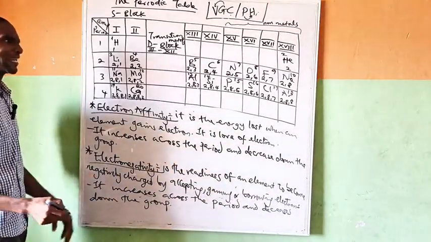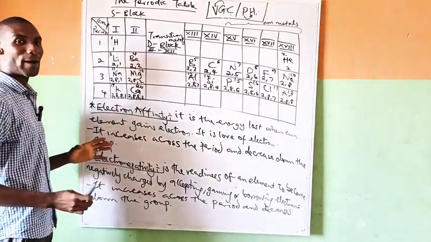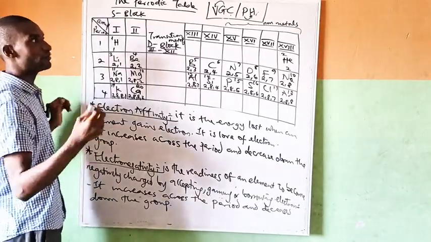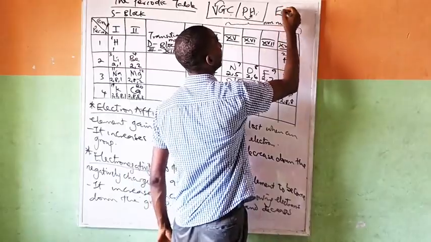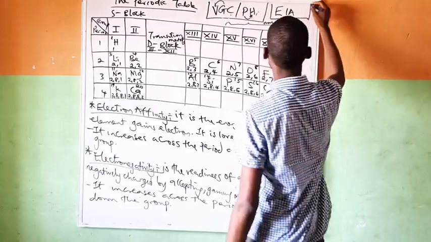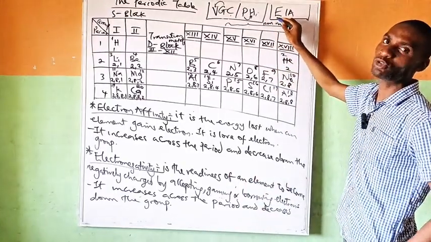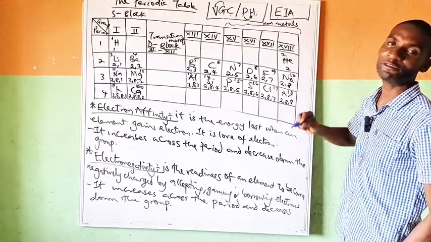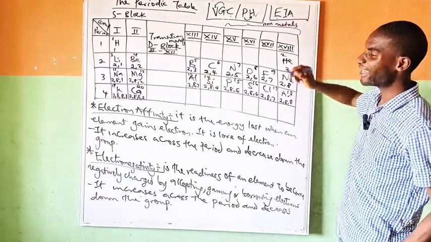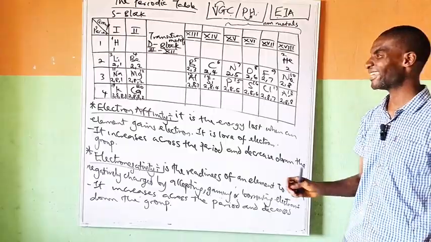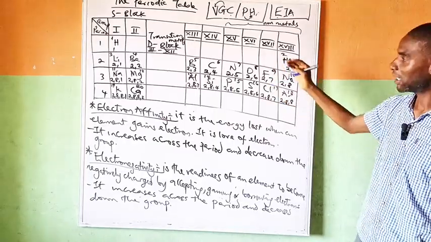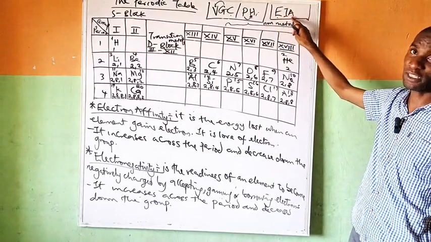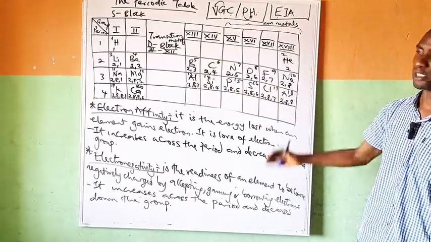So what does that mean to you? There are three properties that have the same periodicity across the period and down the group, which I have quickly spelled out. And I'm giving you another acronym for the three of them, EIA. What is EIA? E is electronegativity, I is ionization energy, A is electron affinity. So these three have the same periodicity, meaning the three of them increase across the period and they decrease down the group.